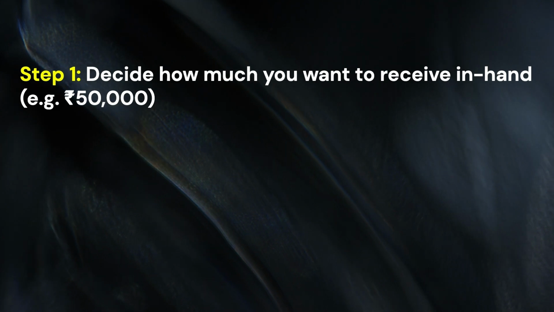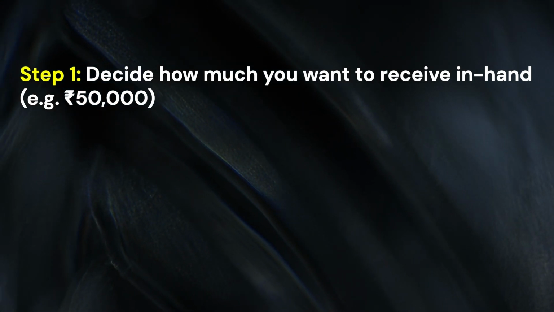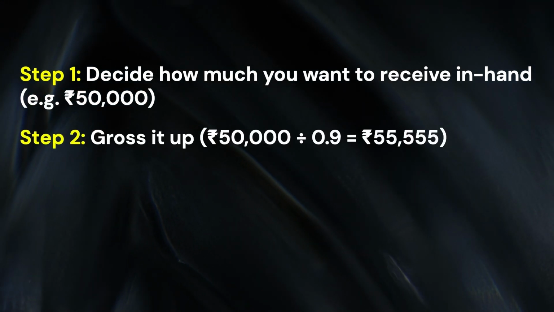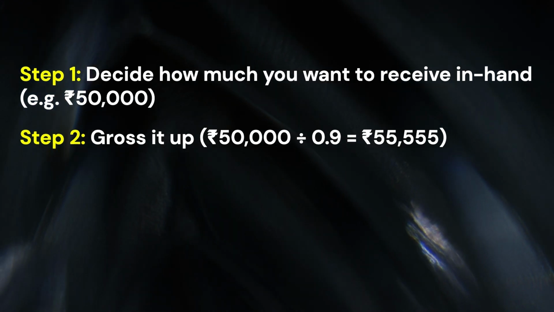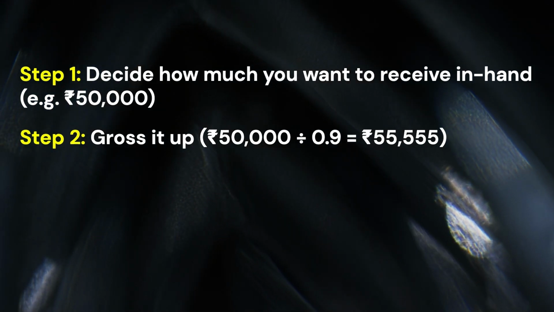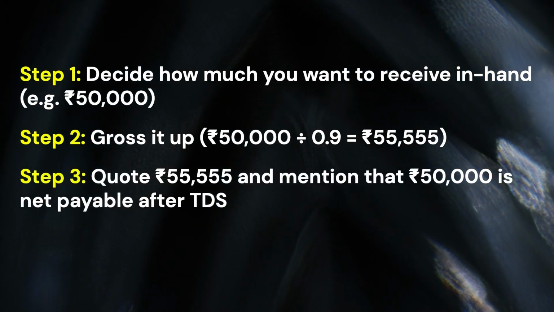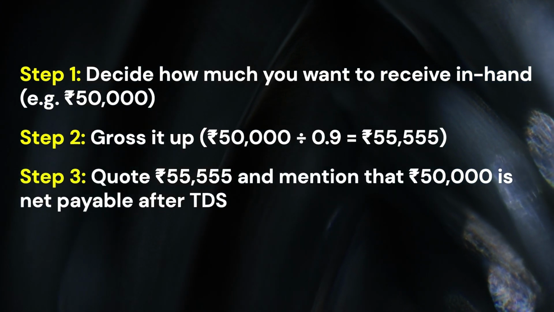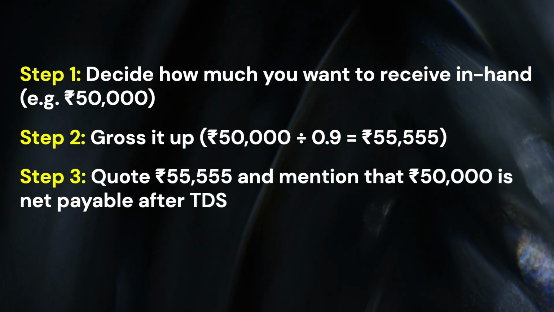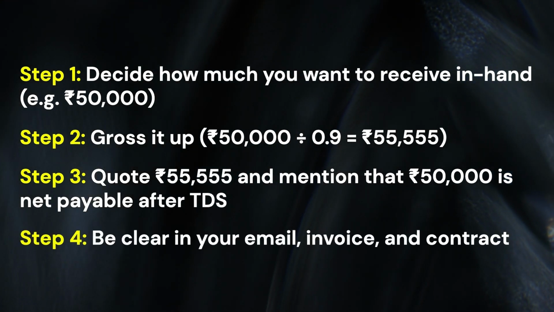Let's summarize. Step 1. Decide how much you want to receive in hand, for example, 50,000 rupees. Step 2. Gross it up. 50,000 rupees divided by 0.9 equals 55,555. Step 3. Quote 55,555 and mention that 50,000 rupees is the net payable after TDS.